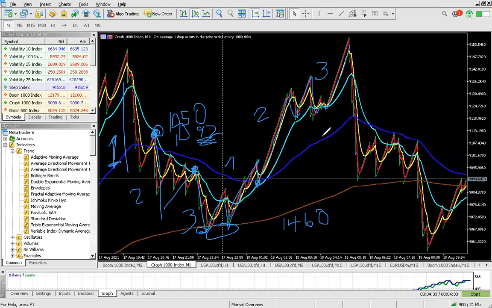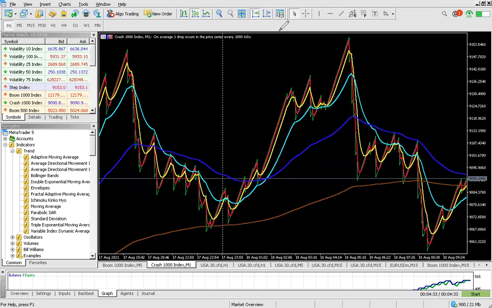Okay, now let me say a little bit about these particular moves that the market does. Let me clear these drawings. Clear all drawings. I'm going to talk about this method for Crash 1000, and then I'm going to move into Boom 1000, so you can actually see these EMAs in action.